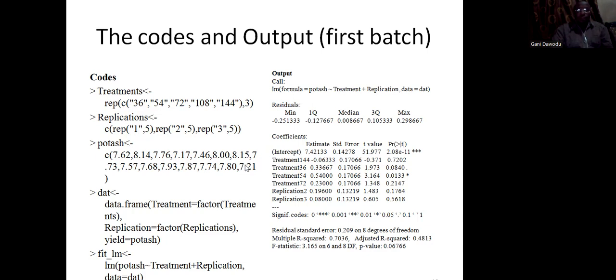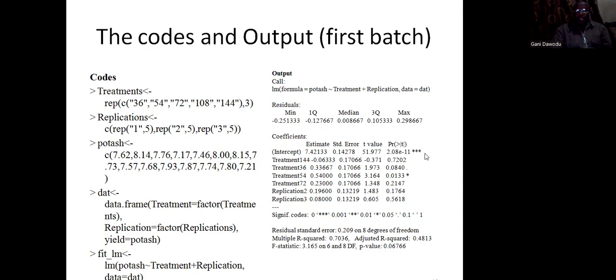Now, this is the potash. Now, again, feed that with the data frame written like this. And you can invoke that to see how R will take it. Then after that, a linear model, treatment plus replication on potash, was done. And this is the result of the fitted linear model, the summary.